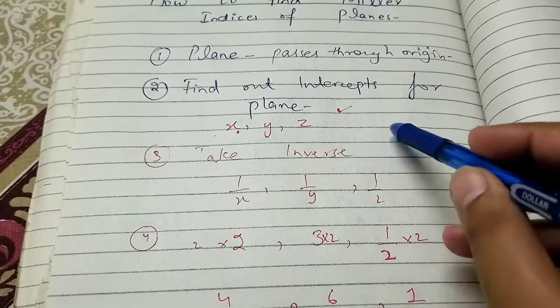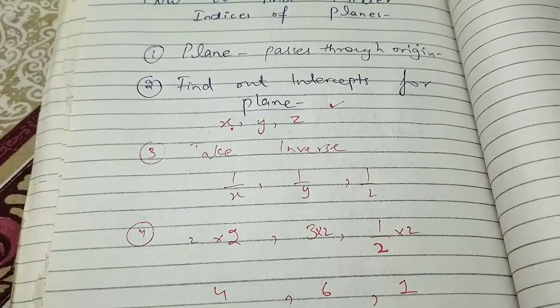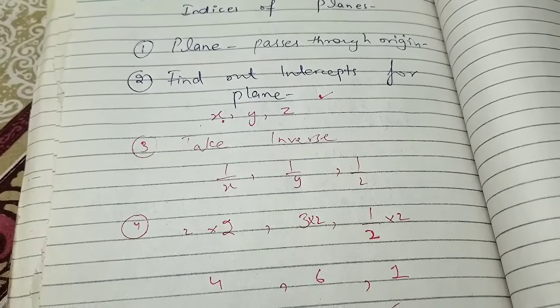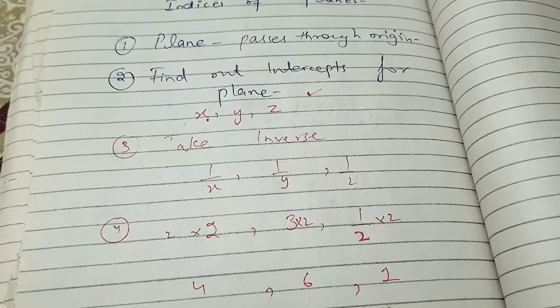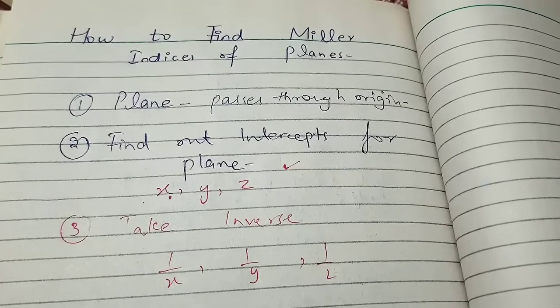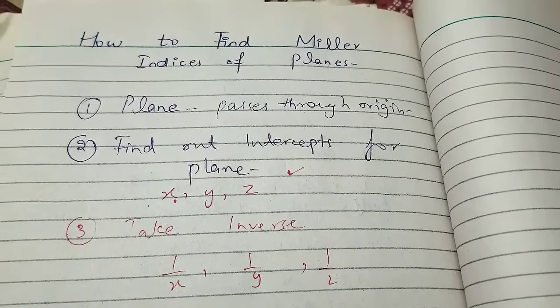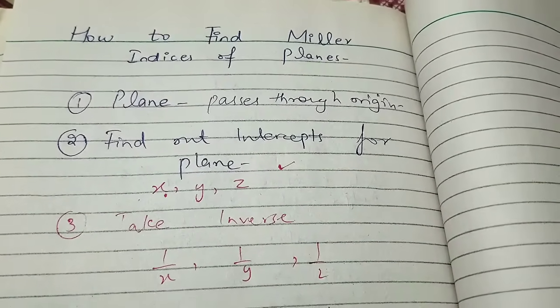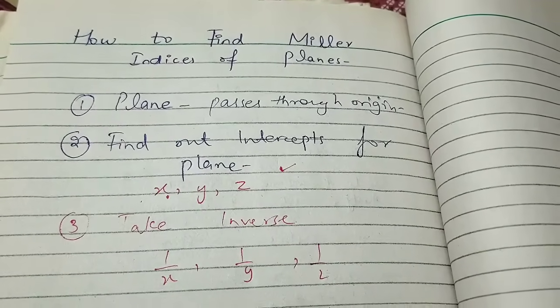As I told earlier, this is the main part. We'll find Miller indices for 6 to 7 different kinds of planes. Let us start with the first example, which will be the simple one, and we'll move towards the difficult levels gradually.